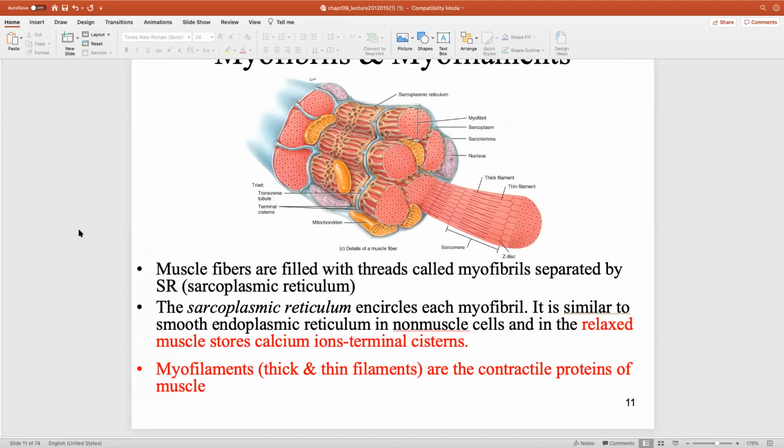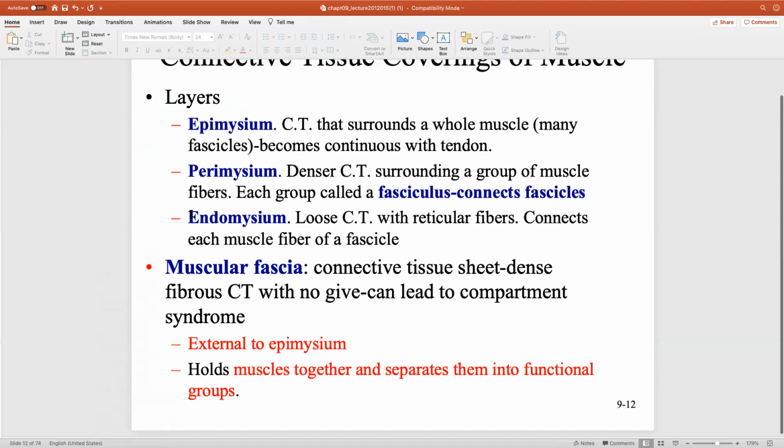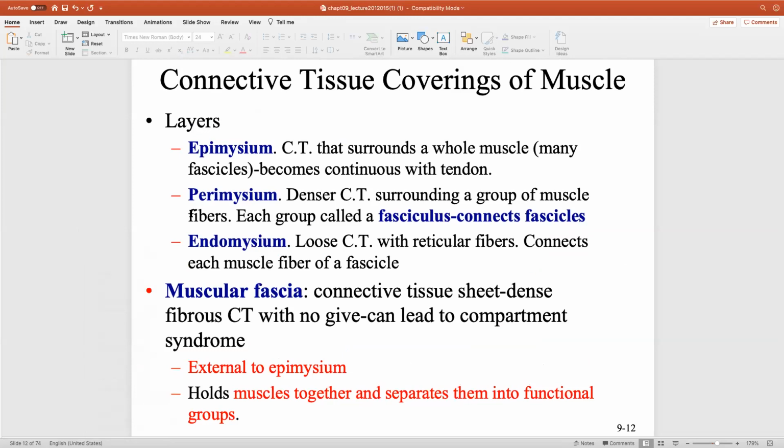All right, next we're going to talk about the connective tissue coverings of muscles. The epimysium is connective tissue that surrounds the whole muscle. The epimysium right here is going to surround the whole muscle group, and it becomes continuous with the tendon. So your bicep muscle is going to have epimysium covering the whole cluster of all those fascicles embedded with each other.